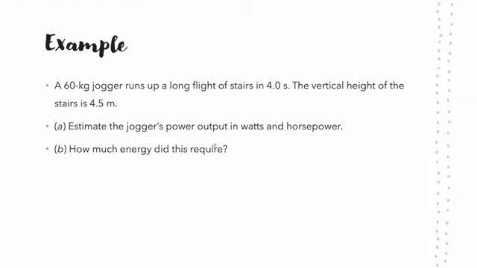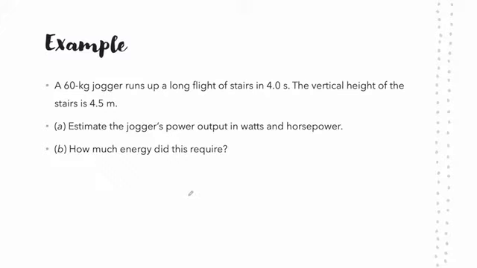All right, let's try this example. A 60-kilogram jogger runs up a long flight of stairs in 4 seconds. The vertical height of the stairs is 4.5 meters. Estimate the jogger's power output in watts and horsepower, and how much energy did this require? All right, pause the video here, try this example, and see if you can come back in a couple of minutes for the answer.